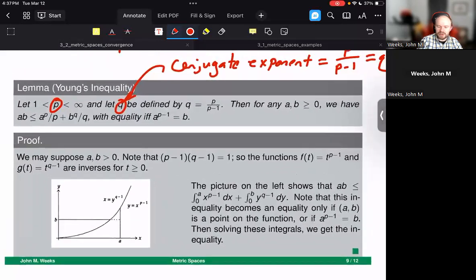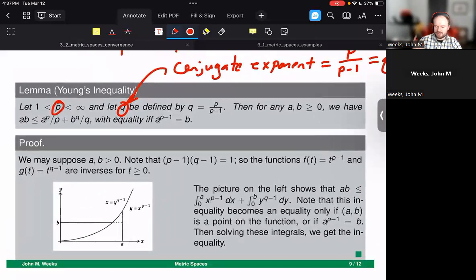Let's take a look here and notice that given our definitions of p and q as conjugate exponents, p minus 1 times q minus 1 is equal to 1 as well. A neat little trick that you can check for yourself. So the functions t to the p minus 1 and t to the q minus 1 are inverses. That's that conjugate exponent that we were looking at from before, for any value of t that is greater than or equal to 0.